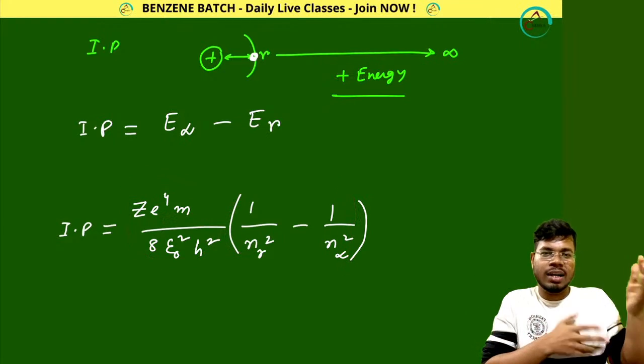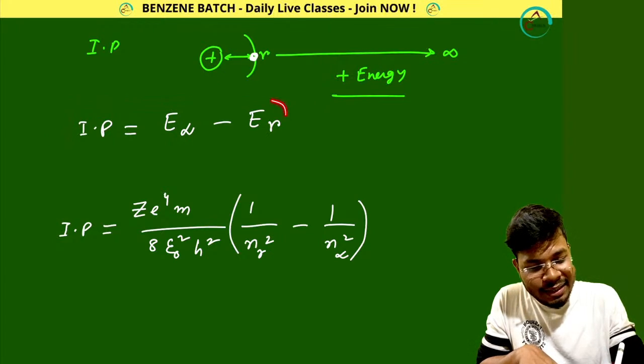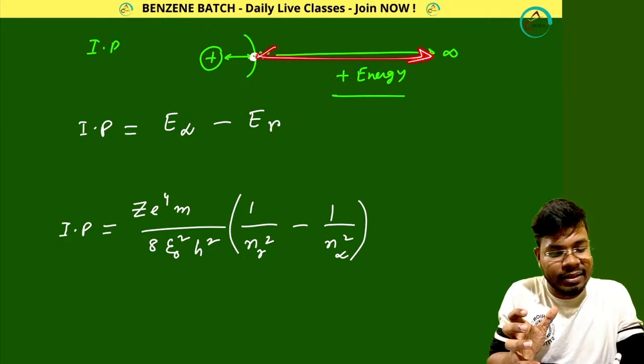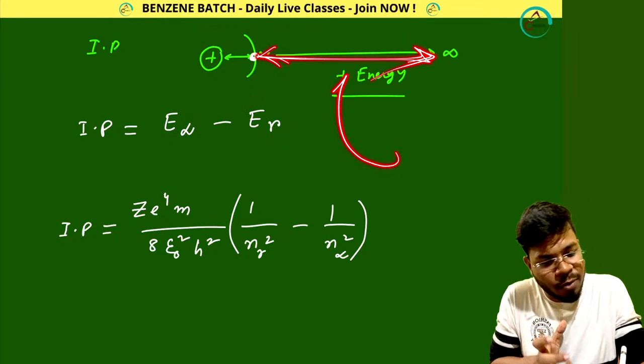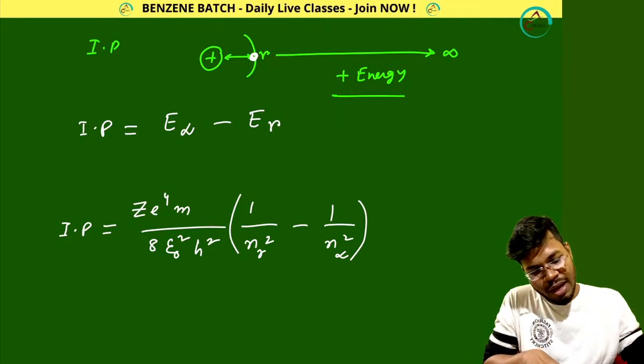Otherwise, you can just convert in the normal way. This is the energy difference. So I just need to send these electrons from here to infinity. So how much energy difference is being created? That energy I need to supply from outside, and that would be your value.